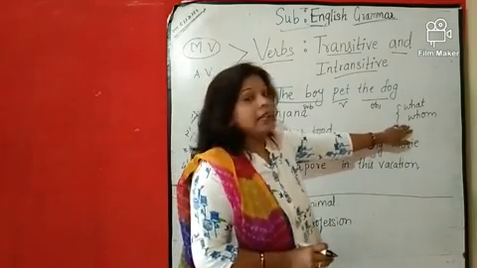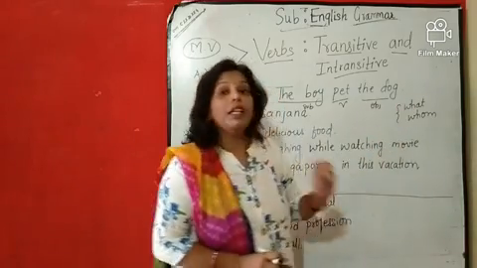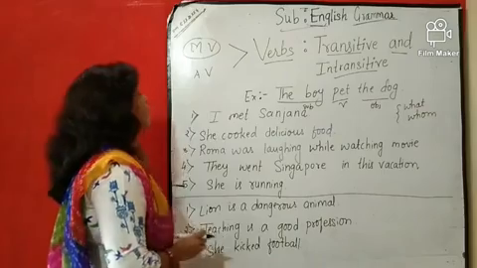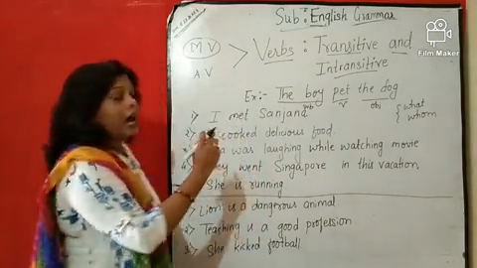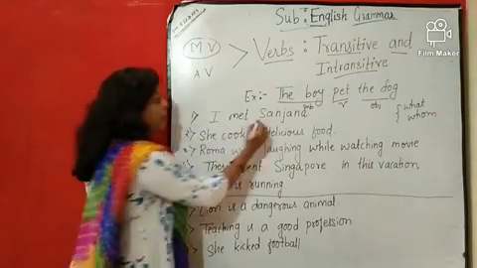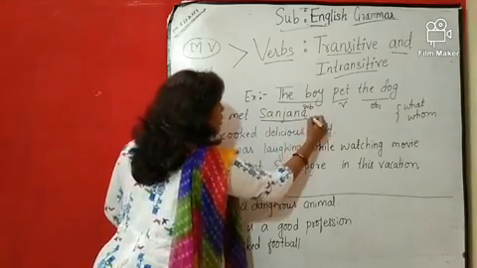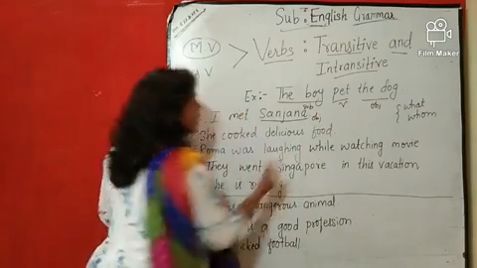Whom is used for living things, and what is for the non-living things. Okay, so see the first one. I met Sanjana. Whom I met? I am getting the answer, Sanjana. So it is the object in this sentence.